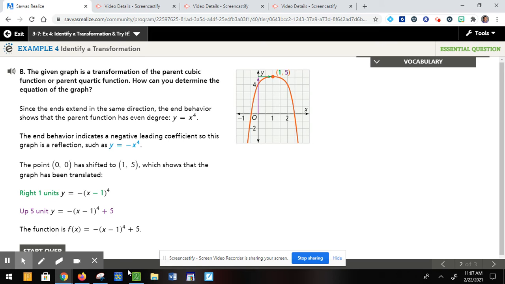And then basically, like a quadratic, you have a vertex here. That point is at positive 1, 5, meaning it went right 1, so it's going to be -1 on the inside, and it went up 5, so it's +5 on the outside. So the entire function would be f of x is equal to negative (x minus 1) to the 4th power plus 5.